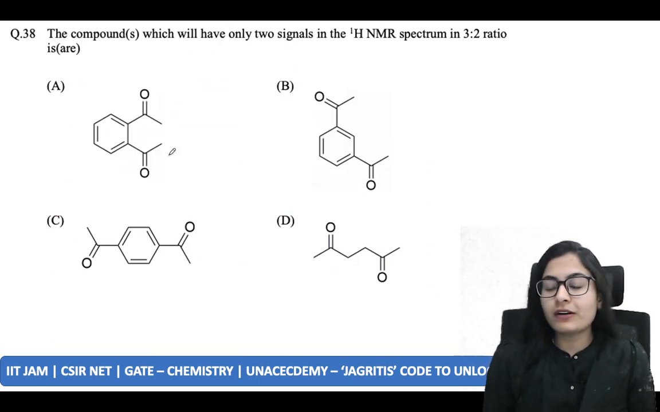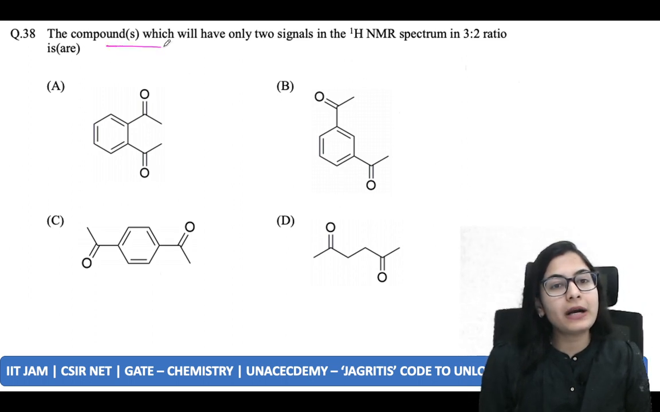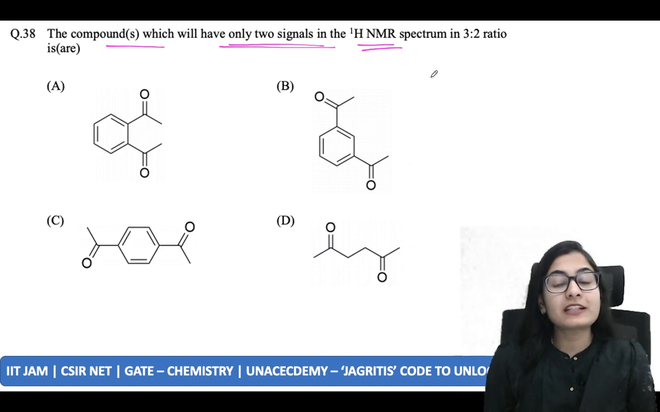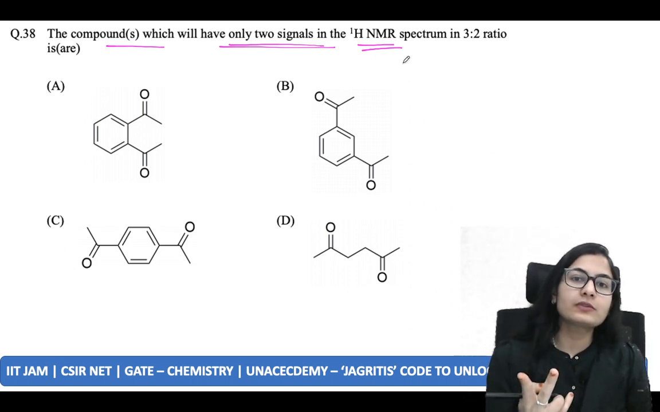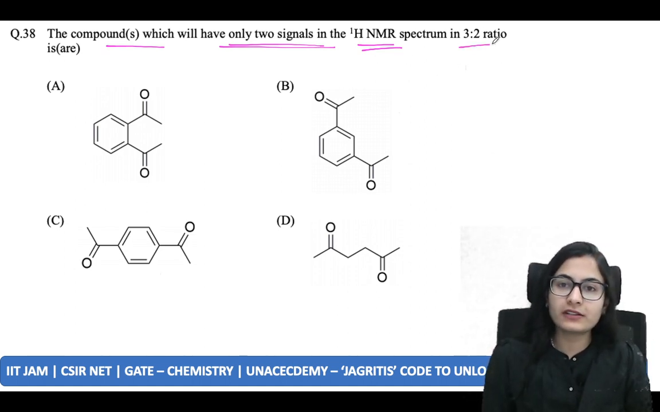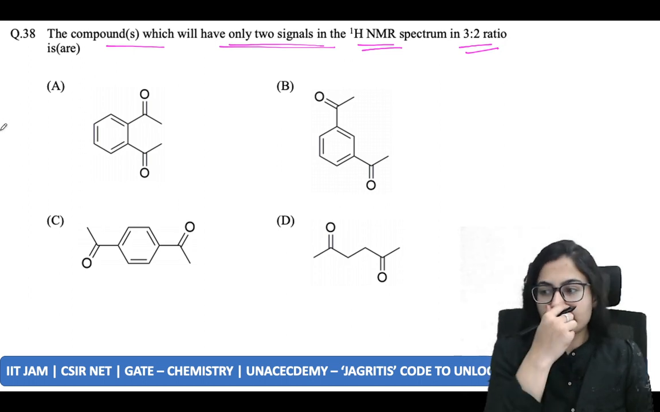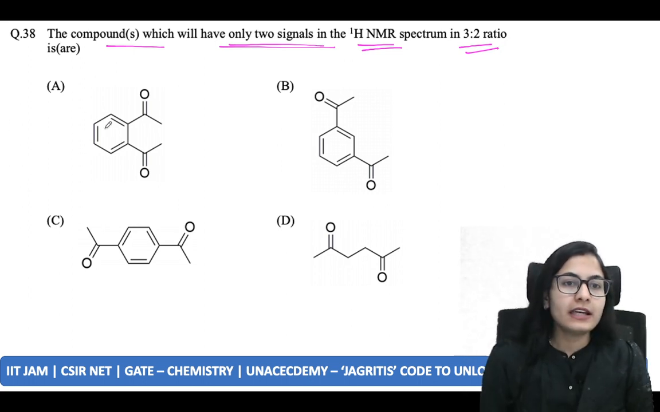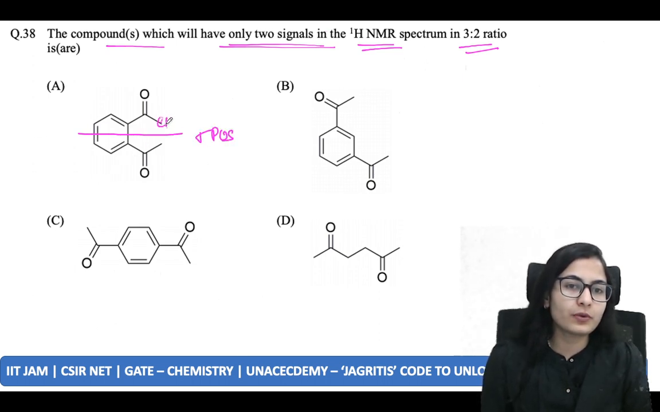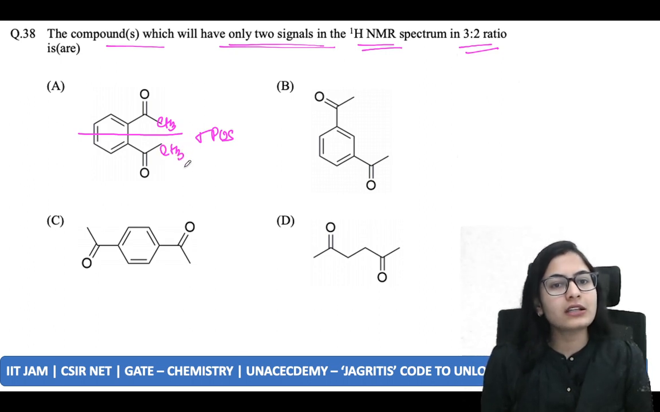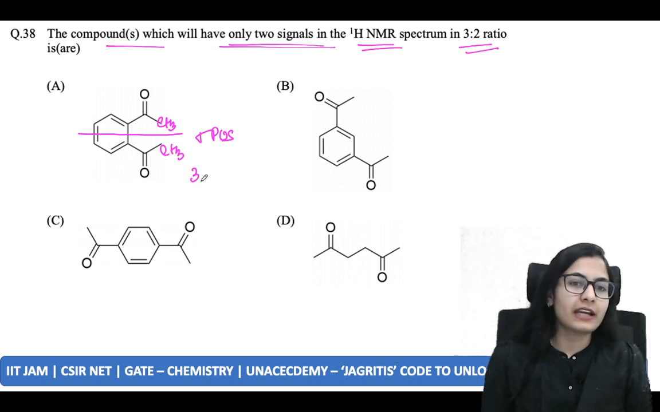So moving on to our last question for today, the compounds which will have only 2 singlets in the proton NMR spectrum. You are searching for 2 singlets, but the ratio has to be 3:2. So let's see what happens, guys, in option number A, there is a sigma plane of symmetry passing from here, you have one CH3, but this CH3 is going to give you one singlet with the intensity ratio 3 because there are 3 hydrogens.